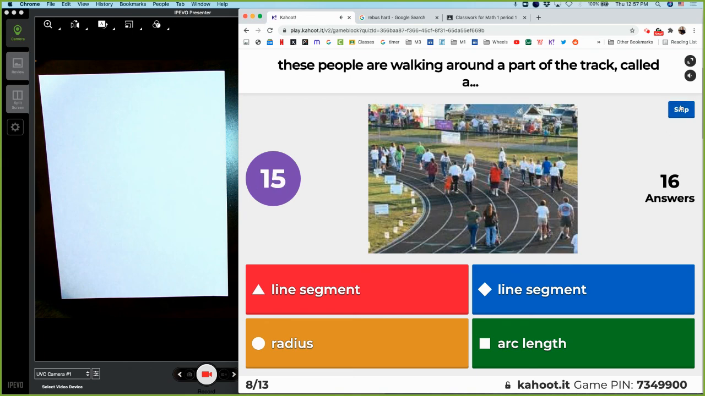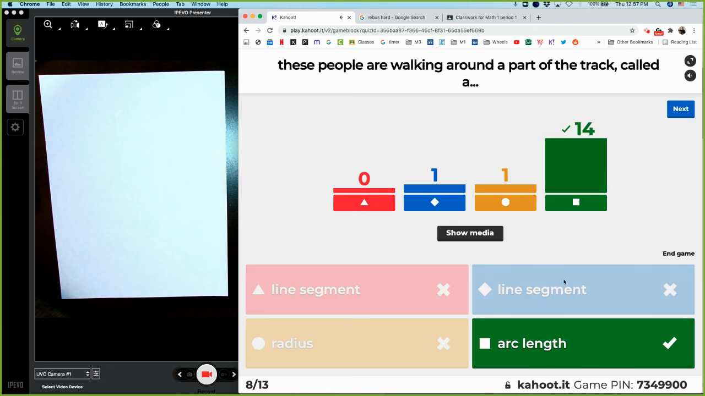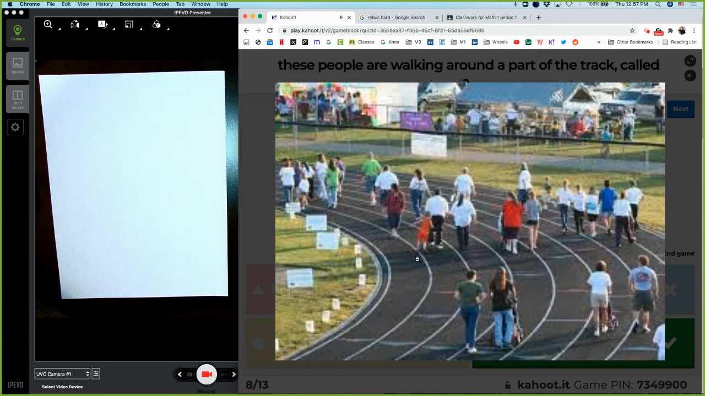Assuming you're locked out. Boom. All right. Most people got it. Arc length, line segment, and radius. Not quite. The radius would be from the edge of the circle towards the center. They're not walking there. A line segment is a straight line. They're not walking the straight line. Unless they're like robots and they're like, doot, doot, doot, doot. But most people can walk and turn at the same time. So I would say no, it's an arc length.